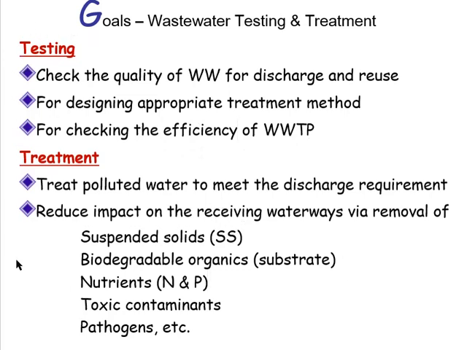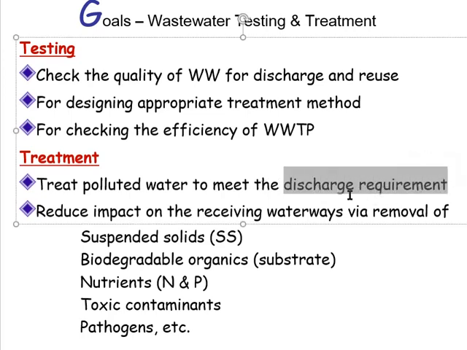Once you check the quality, then you have to think about the method of treatment. The treatment objective is to treat the polluted water to meet the discharge requirement. For example, when there is acidic water, when you treat this wastewater, you have to bring the pH of the water to around 6.5 to 8.5. If the wastewater pH is more than 8.5 or less than 6.5, then it is not good for us. So it is the discharge requirement, it is the standard. Based on that, you design your treatment plan.